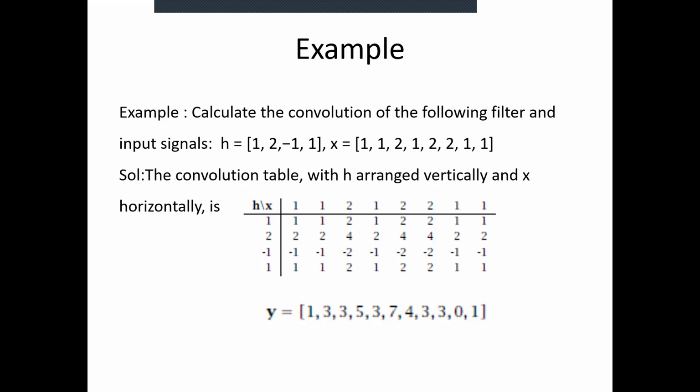Okay, solution: the convolution table with h arranged vertically and x horizontally will be the following. Look, 1 by the whole elements will be 1 to 1 and so on. 2 by the whole elements, minus 1 by x and 1 by x. In this way, we have constructed the convolution table. Again, we may count the elements in x: 1, 2, 3, 4, 5, 6, 7, 8.